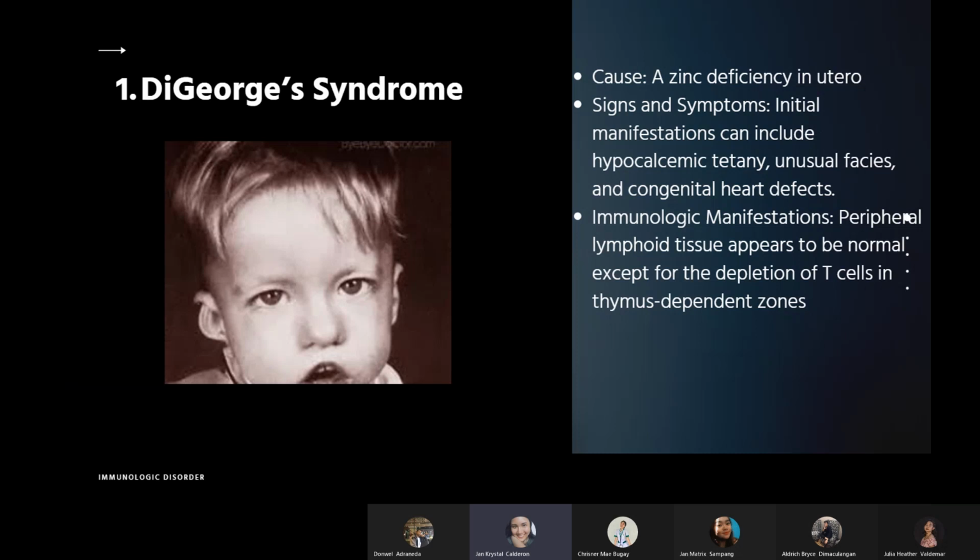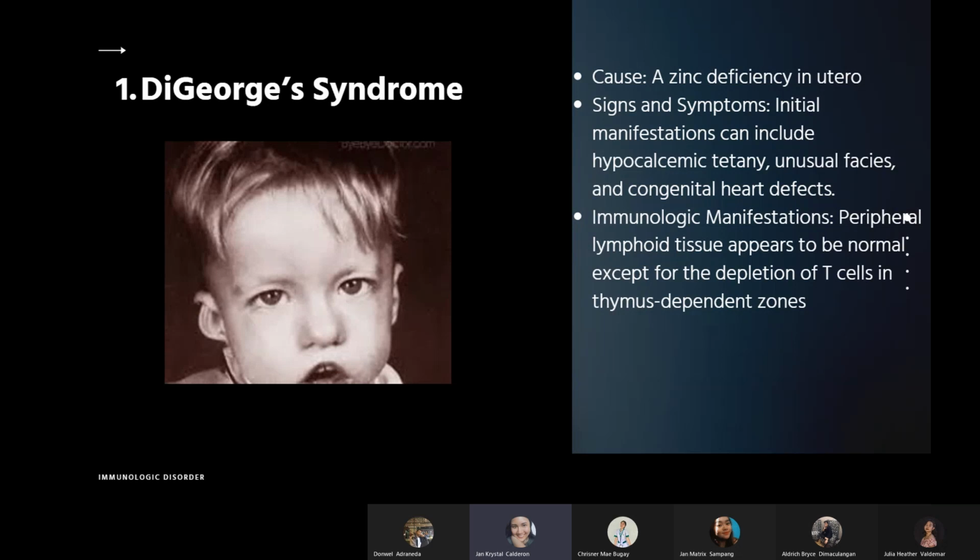First is DiGeorge syndrome. Its cause is this T-cell deficiency, a congenital disorder that results in aplasia of the parathyroid and thymus glands due to defective embryogenesis of the endodermal derivation of the third and fourth pharyngeal pouches. In addition, a zinc deficiency in utero has been suggested as a cause of this process.